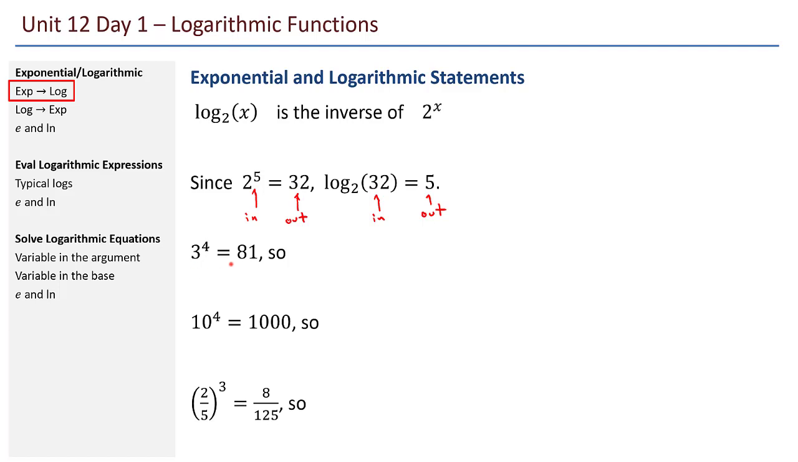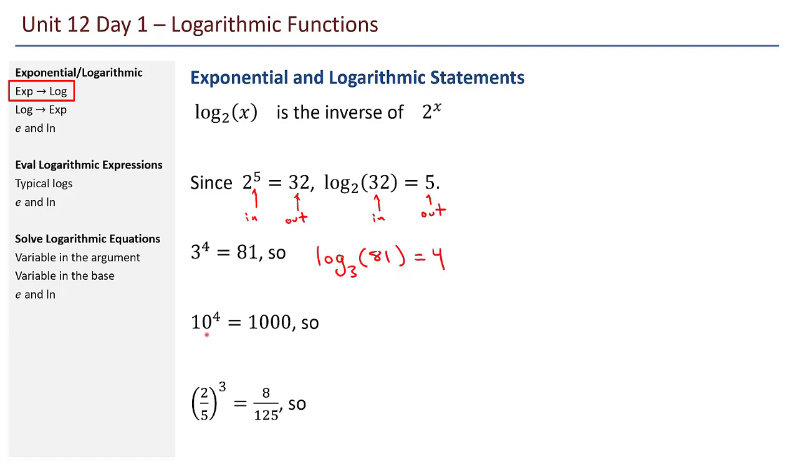3 to the 4 equals 81. So I have an exponential function that took 4 in and produced 81. So I can reverse that, and I can say, look, here's a logarithmic function, log base 3, and I put in 81, and I'll get out 4.